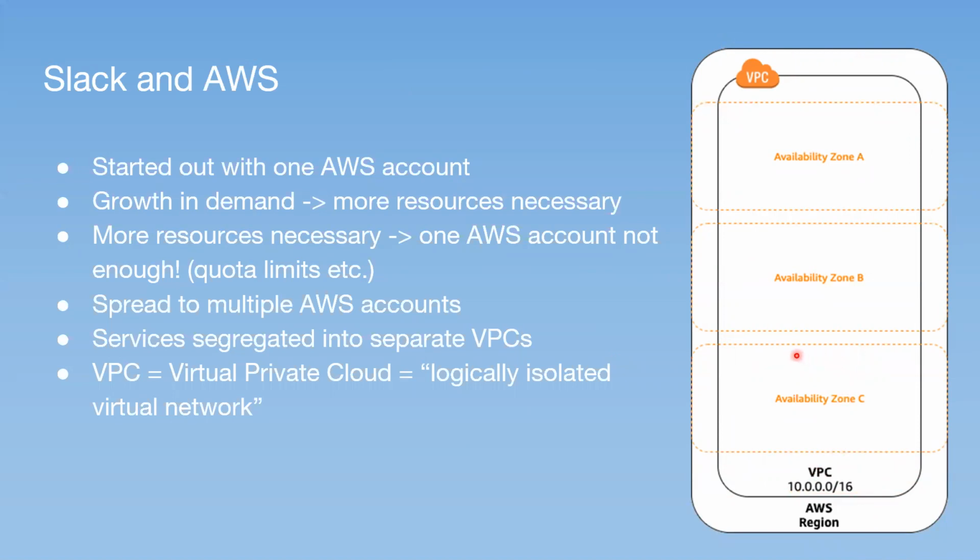But I mean, if you were starting out on AWS, you might put everything in one VPC. There's no real reason not to. But it's interesting that Slack decided to separate all their services into different VPCs.